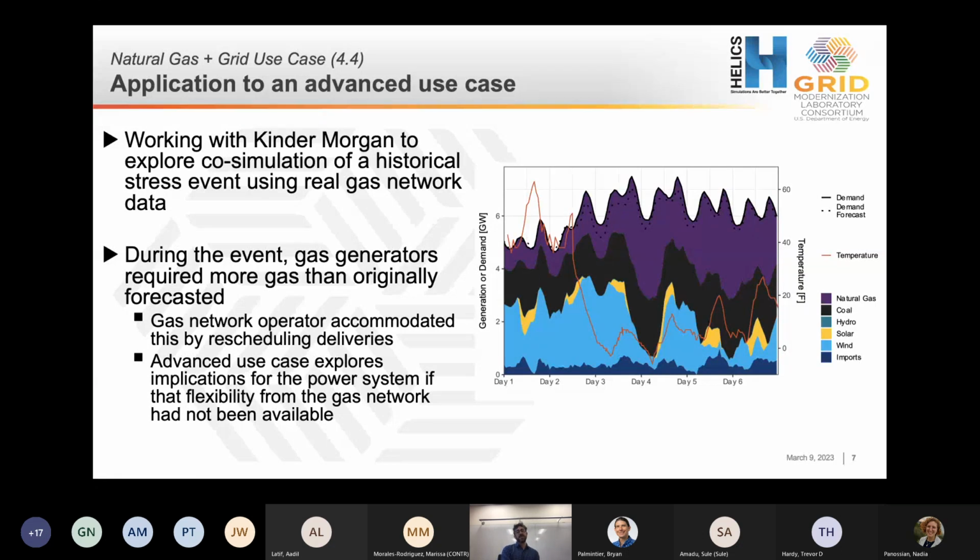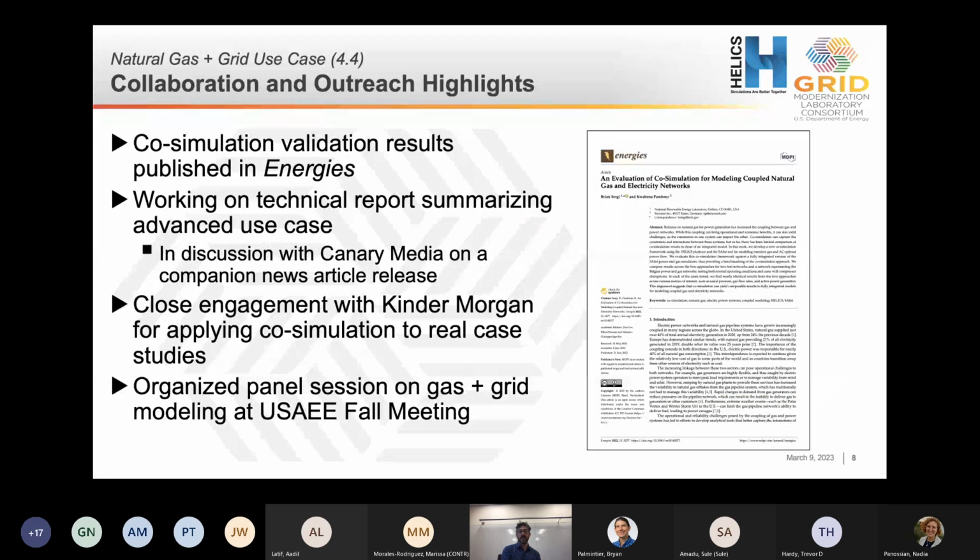So just to summarize some of the collaboration and outreach highlights, we did publish a paper on the co-simulation validation approach in Energies. We're working on a technical report summarizing that advanced use case that I just talked about, and we've also been discussing with some folks at Canary Media about a longer form news article to talk about this coupling issue more generally.